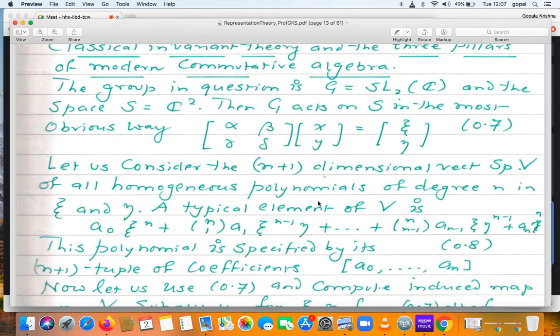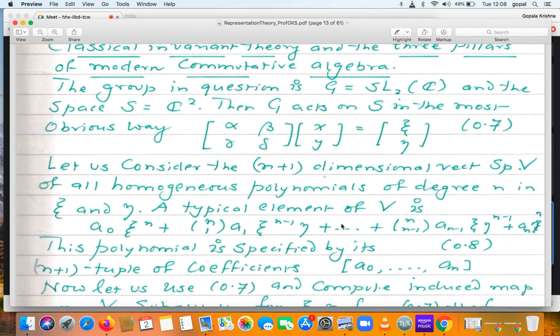So now, the set of all such things forms a vector space. It forms a vector space of dimension n plus 1, because it's determined by the n plus 1 tuple of coefficients.